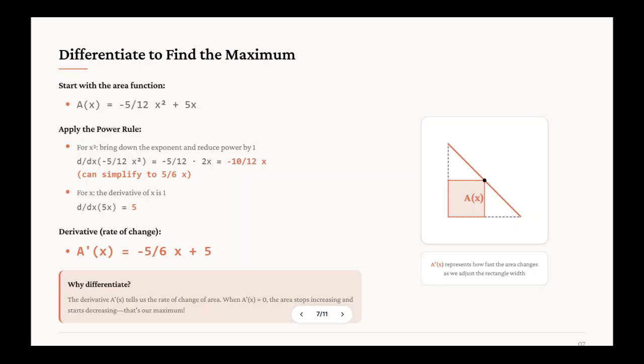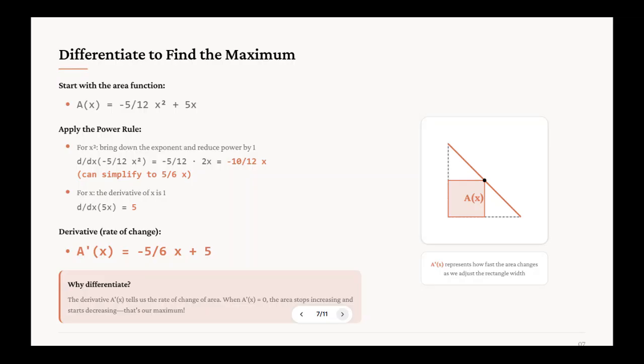If we were to graph the area function, you'd see that it starts at 0, where the rectangle is all height and no width, climbs up to a peak, and then falls back to 0, where the rectangle is all width and no height. We know that the peak or the maximum occurs exactly when the slope of that curve is 0. In other words, the point where the area stops growing and starts shrinking is our winner. To find that exact point, we need to take the derivative of our area function and solve for when it equals 0. This is the moment where we move from modeling the problem to actually solving it.